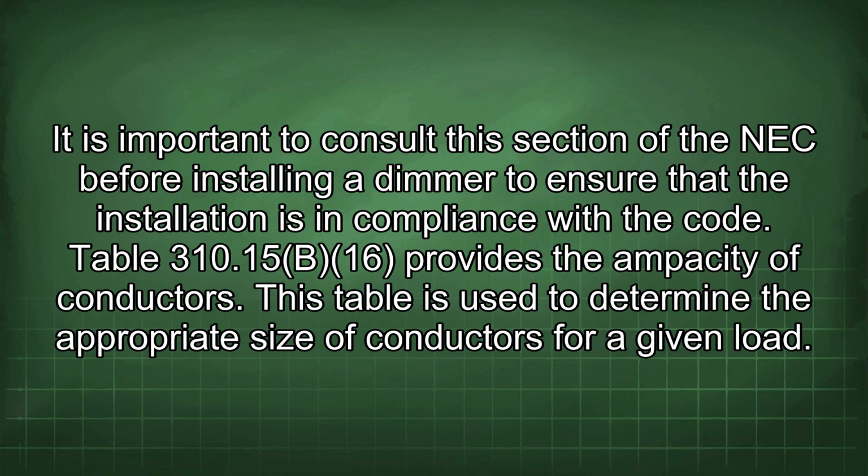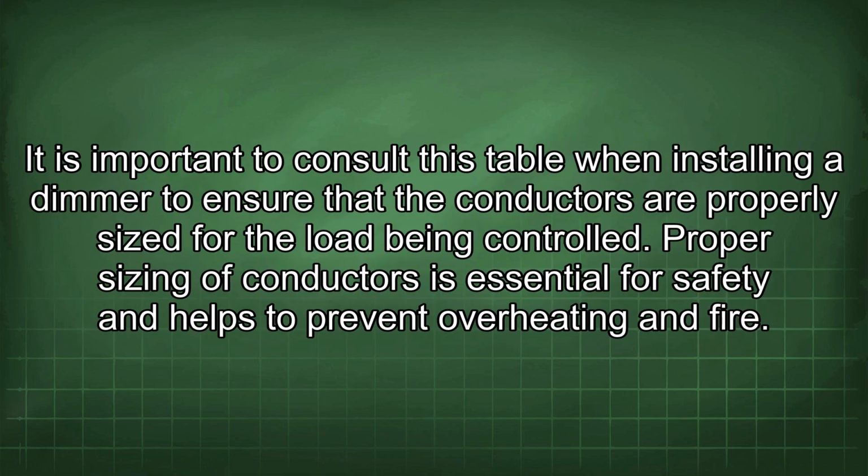Table 310.15(B)(16) provides the ampacity of conductors. This table is used to determine the appropriate size of conductors for a given load. It is important to consult this table when installing a dimmer to ensure that the conductors are properly sized for the load being controlled. Proper sizing of conductors is essential for safety and helps to prevent overheating and fire.